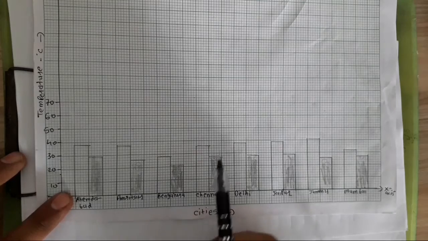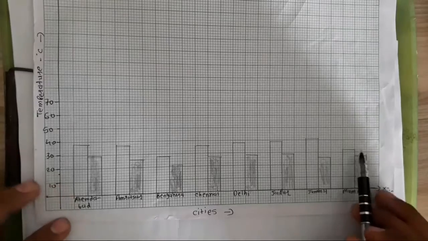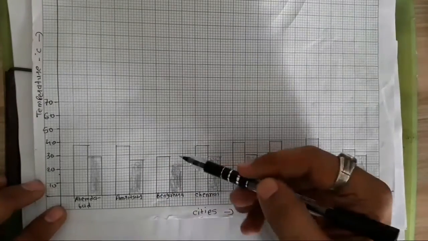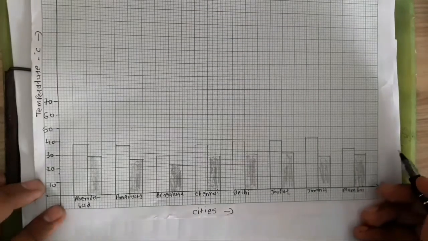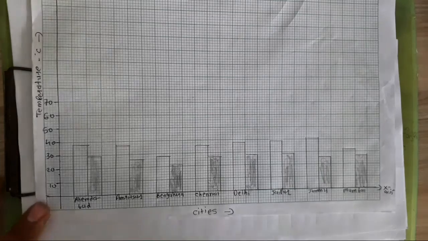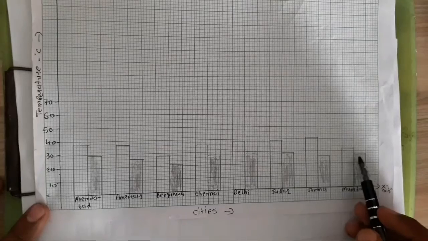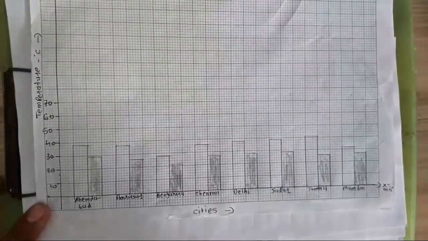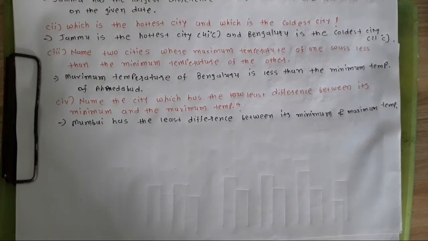Same goes for Bengaluru. But when we are seeing the temperature of Mumbai, here we can clearly see the difference of minimum and maximum temperature in Mumbai is less. So this is the benefit of a graph. We don't have to calculate every time the difference of minimum and maximum temperature. Seeing this graph we can directly say that the difference of maximum and minimum temperature in Mumbai is very least. So we can write Mumbai has the least difference between its minimum and maximum temperature.